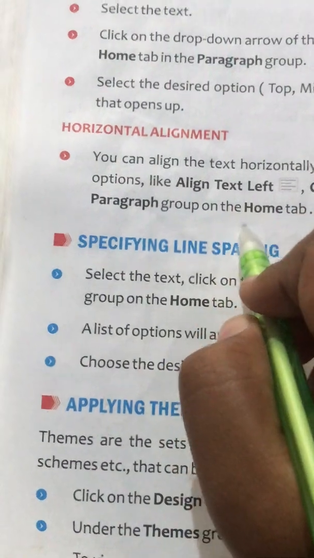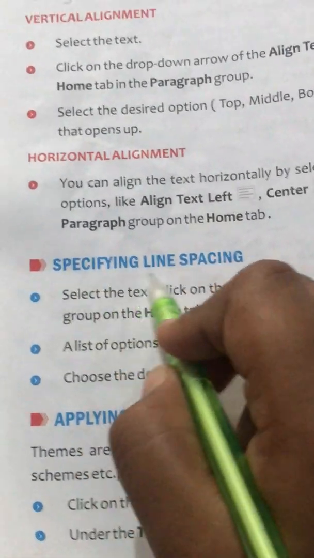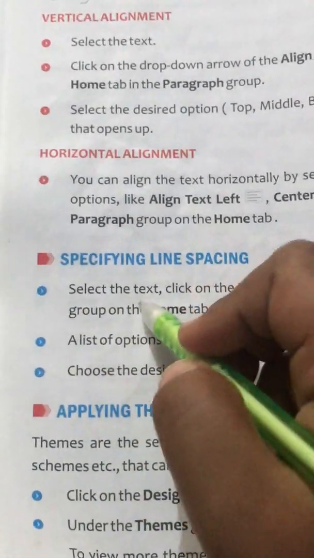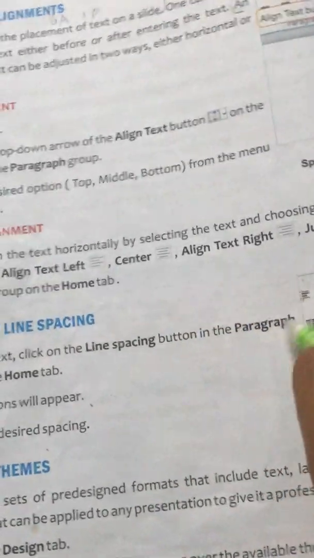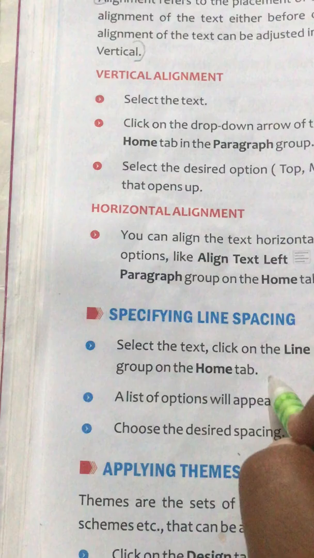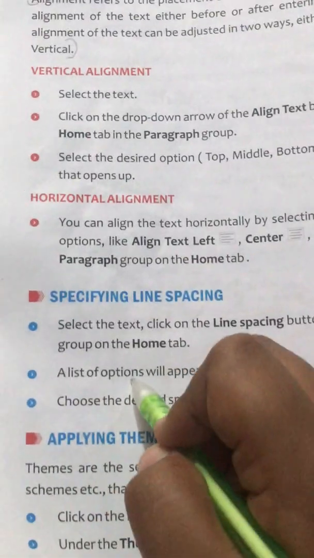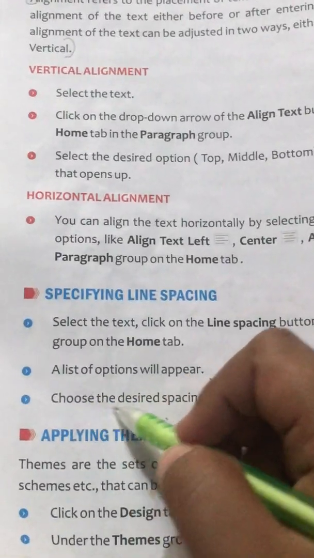Paragraph group on the Home tab. Specifying line spacing. Select the text, click on the Line Spacing button in the Paragraph group on the Home tab. A list of options will appear. Choose the desired spacing.